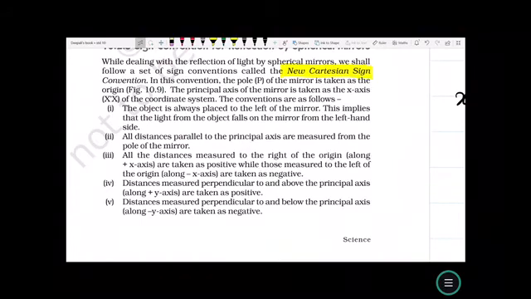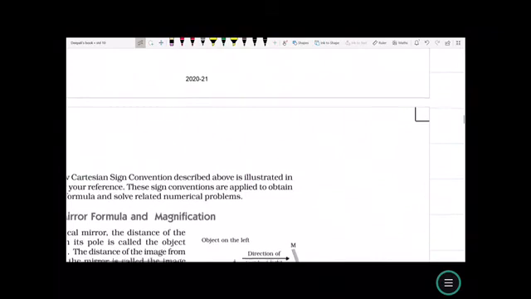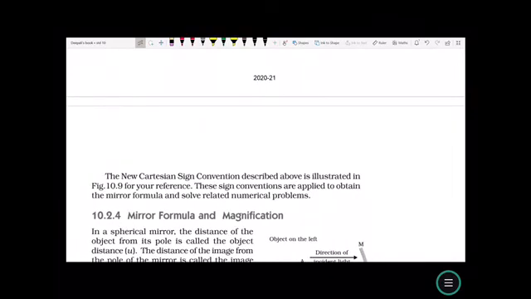Then, all distances measured to the right of the origin along the positive x-axis are taken as positive, while those measured to the left of the origin along the x-axis are taken as negative. Distances measured perpendicular to and above the principal axis along the positive y-axis are taken as positive, and distances measured perpendicular to and below the principal axis along the y-axis are taken as negative. These are the rules to be followed for the sign convention.